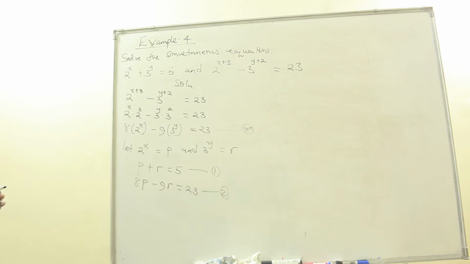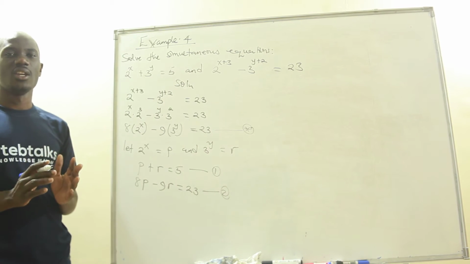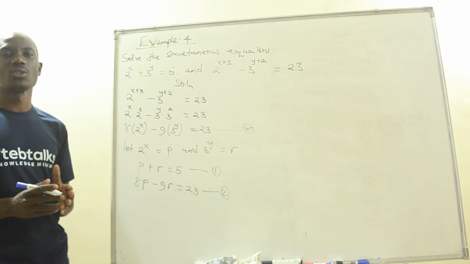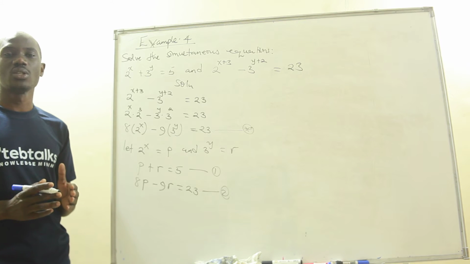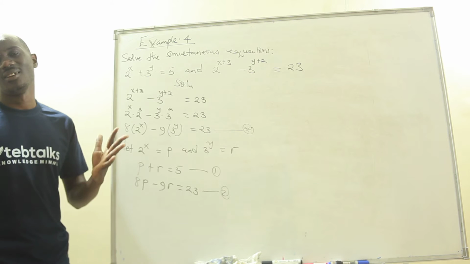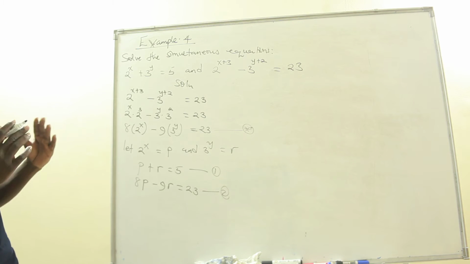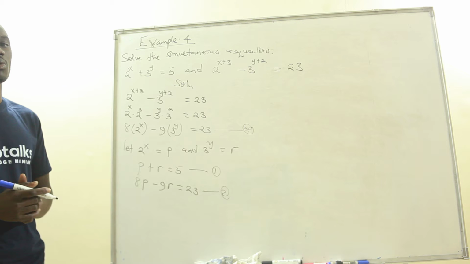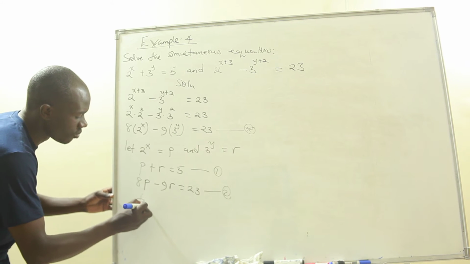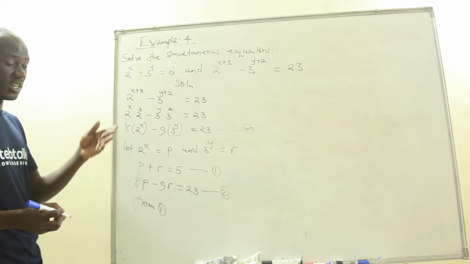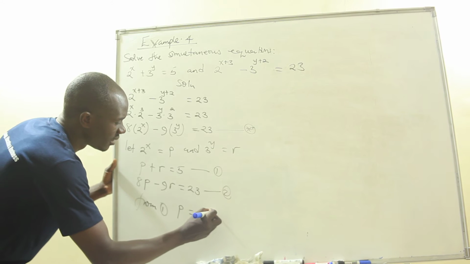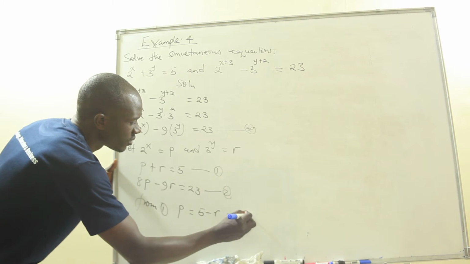So we are free to use any method of solving simultaneous equations. We can either use the elimination method, or the substitution method, or the matrix method. It depends on what is good for you. But for this case, I will simply use the elimination or substitution method. From 1 I can make p the subject. From 1, p equals 5 minus r. I can call this equation 3.